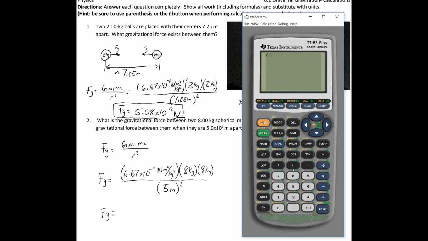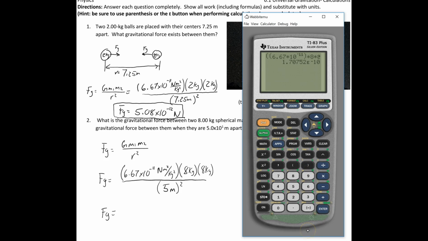So you open parentheses, 6.67 times 10 to the negative 11. Technically, if you're being paranoid, you want to put all of these scientific notation things in parentheses. So each one gets their own set of parentheses. Times 8, end parentheses for the numerator, divided by, and then when doing these problems, I always just do the same thing. I put the numerator in parentheses, and I put the denominator in parentheses.